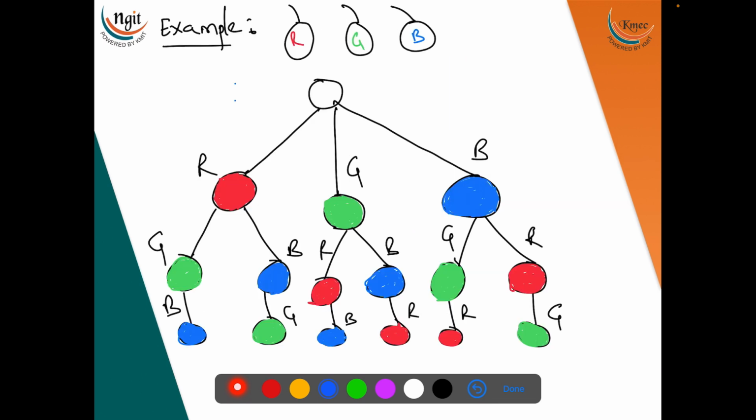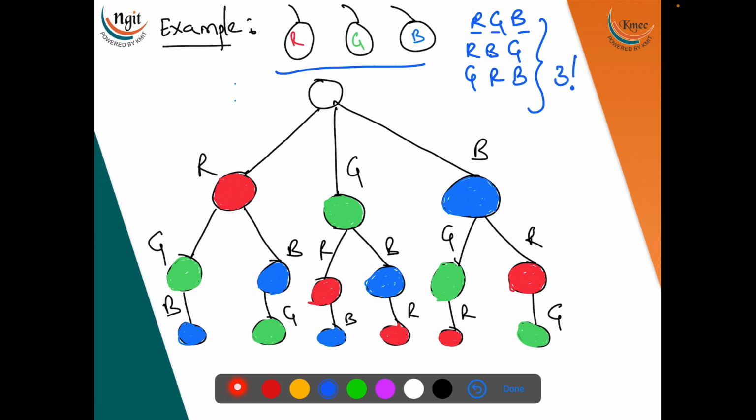Now, I'll give an example to understand. Assume that there are 3 balloons, and I want to arrange these 3 balloons. How can I arrange them? One possible way is I can keep red, green, blue, or else I can keep red, blue, green, or else I can keep green, red, blue. Totally, as I have 3 choices, we'll have 3 factorial. That means in 6 different ways I can arrange these 3 balloons. Correct? So we can arrange them in 3 factorial ways.